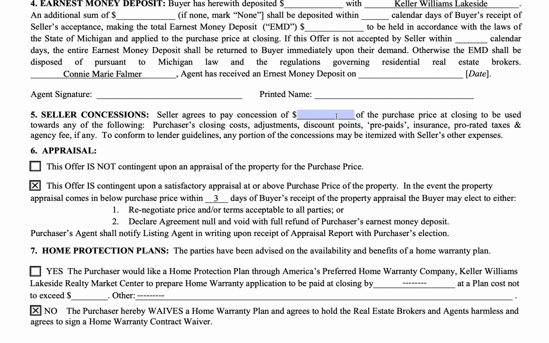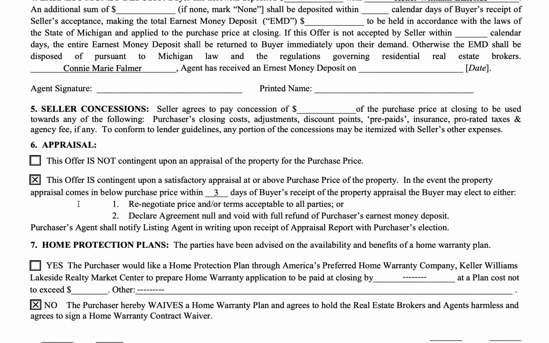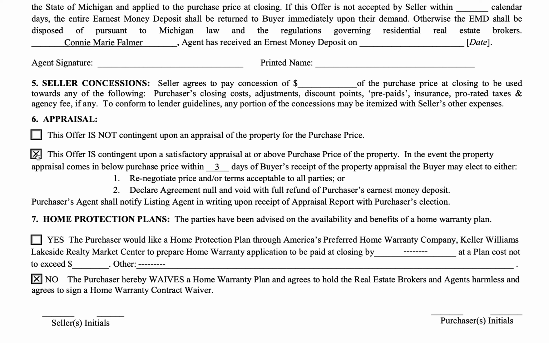Section 6 is going to be the appraisal. If you are taking out a mortgage, typically the offer will be contingent upon satisfactory appraisal. And what that is, your lender is going to send out an appraiser to the property and make sure that it is valued, in their opinion, at or above the price that you are offering. So the lender and the bank want to make sure that you are not purchasing a home for $500,000 that's only worth $400,000.